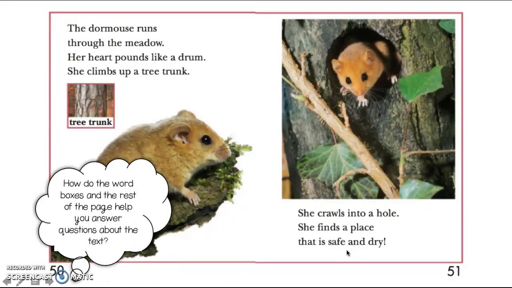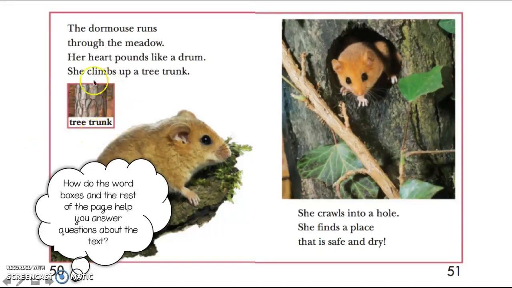What about this one? How do the word boxes in the rest of the page help you answer questions about the text? All right, so let me go ahead and read the text on this page, and then we'll talk about the word box. The dormouse runs through the meadow. Her heart pounds like a drum. She climbs up a tree trunk. She crawls into a hole. She finds a place that is safe and dry.